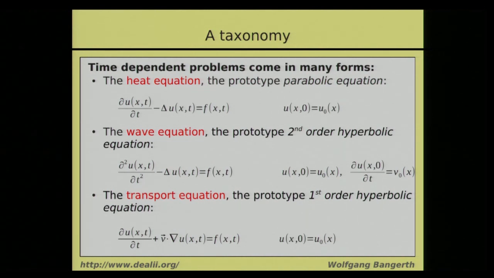So in, let's say, levels of difficulty, the heat equation certainly is the simplest one because it has smoothing properties. The wave equation does not have smoothing properties, but it doesn't make things worse either. Whereas if you go to nonlinear transport equations, they can make the solution worse. You can start with a smooth solution and you can end up with something that has a shock. So these are the three broad classes that we have of time-dependent problems.